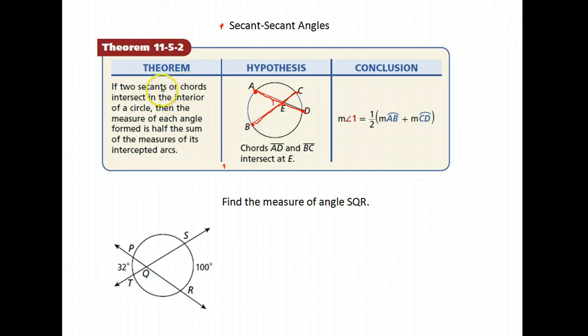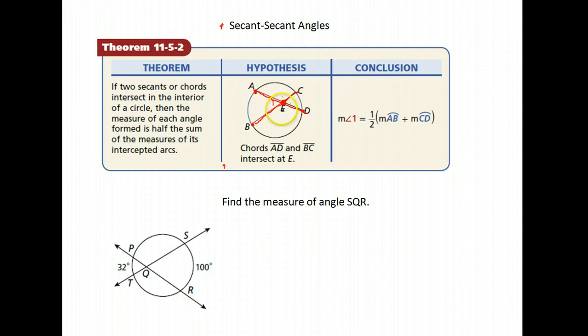Okay, if two secants or two chords intersect in the interior of the circle, the measure of each angle formed is half the sum of the measures of its intercepted arcs. Okay, so that's a lot to swallow. What they're saying is if you have two lines and they intersect inside the circle but not in the center, they can't be right in the center, just any other place inside the circle.